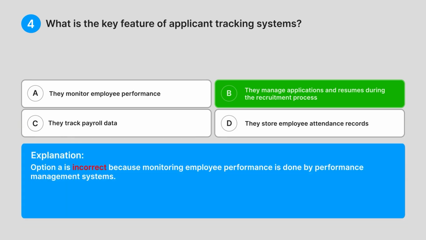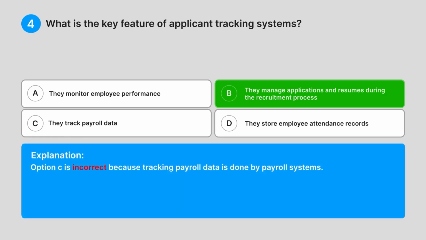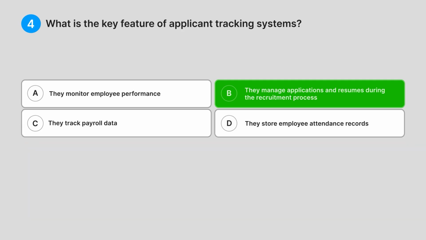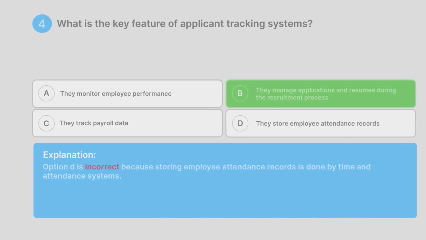Option A is incorrect because monitoring employee performance is done by performance management systems. Option C is incorrect because tracking payroll data is done by payroll systems. Option D is incorrect because storing employee attendance records is done by time and attendance systems.